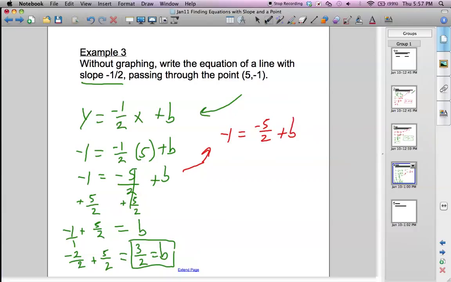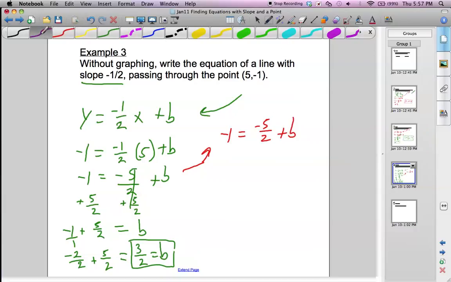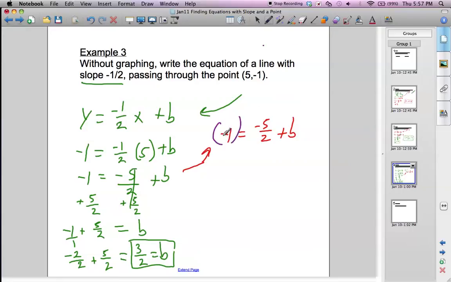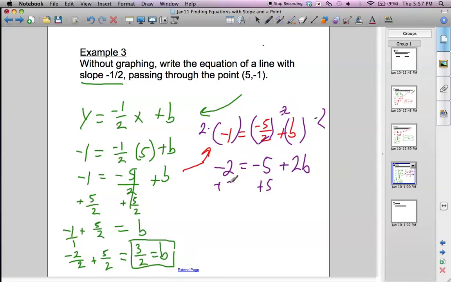at this point to get rid of all the fractions right away by multiplying everything by 2. And then you don't have to be adding and subtracting fractions all the time. So we're going to multiply both sides of the equation by 2, and that'll eliminate the fractions. So we're going to have -2 here. These 2's are going to cancel. We have -5 + 2b. And then we're going to add 5 to both sides. So we're going to have 3 = 2b, and then you divide by 2, and you get b = 3/2.